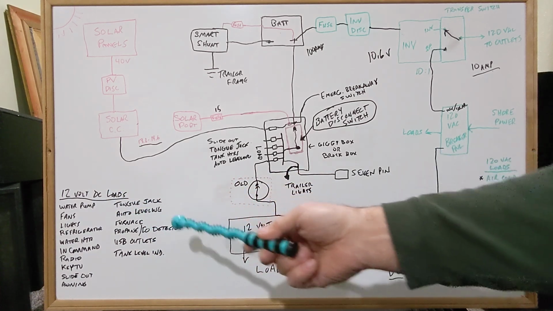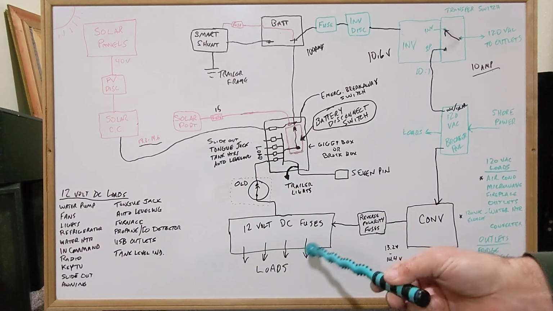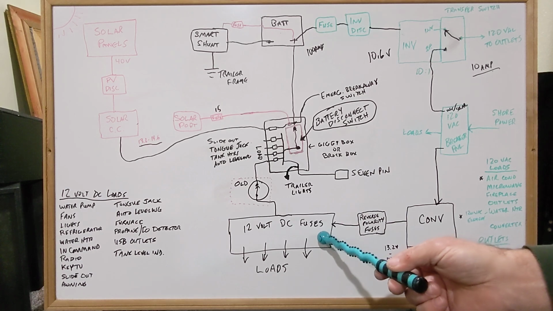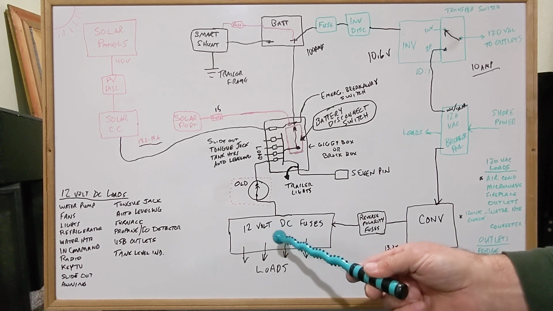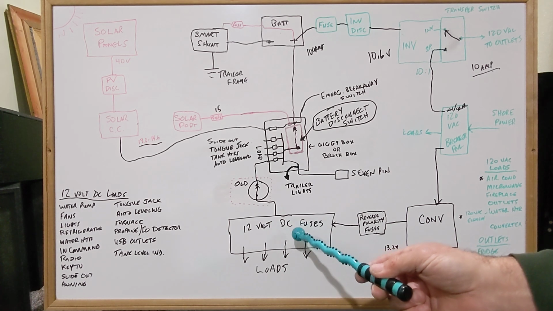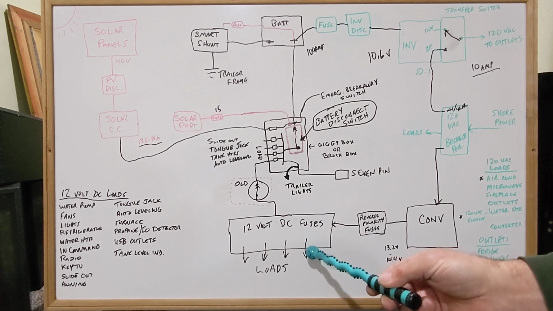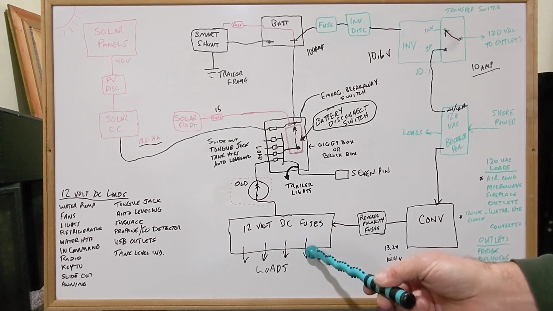Most of those loads are getting supplied from power here. Now on this fuse panel, you'll see little red lights. If there's a blown fuse, a little red light will light up. And that's a blown fuse indication. That tells you that that fuse is blown.